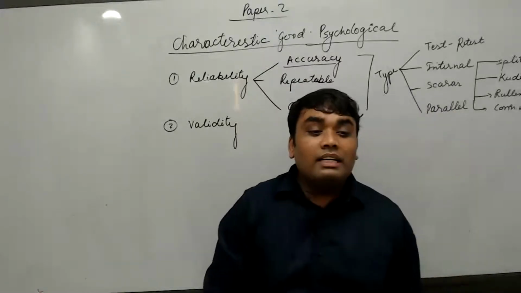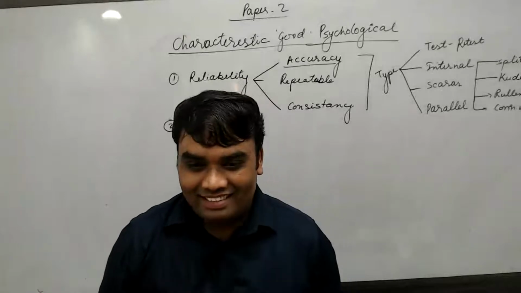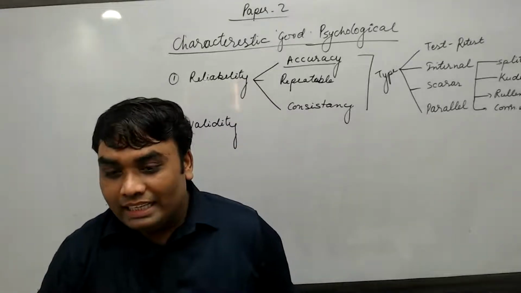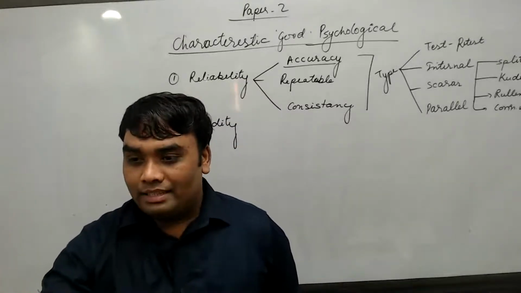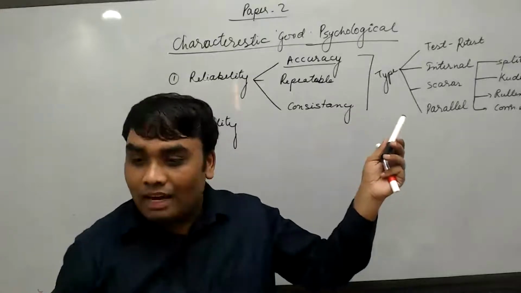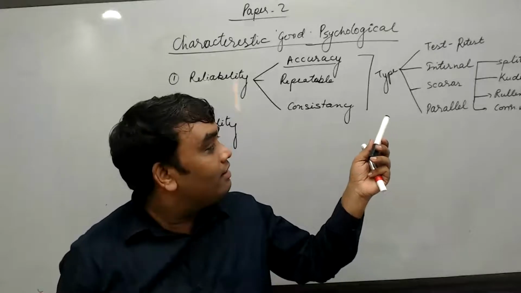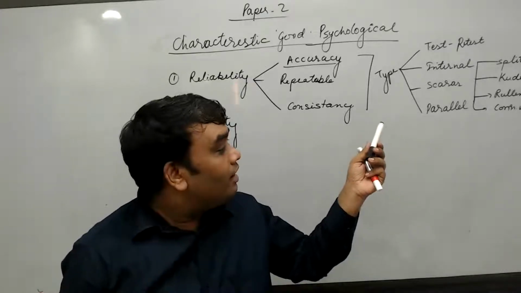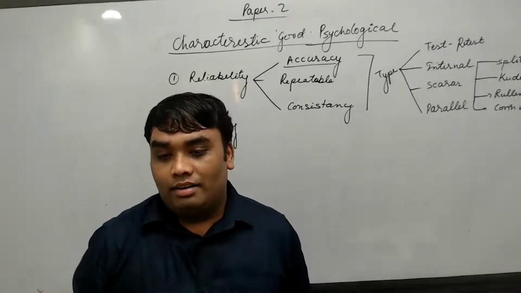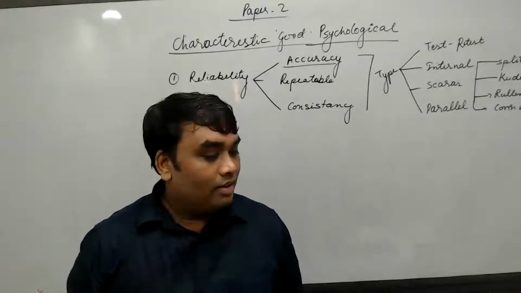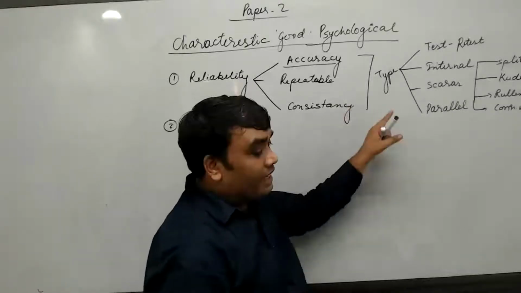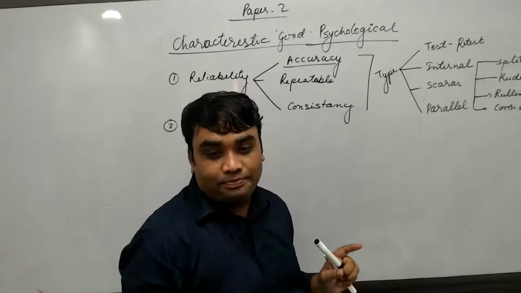So internal reliability has 4 methods. If you want to check internal reliability, there are 4 methods. What are the 4 methods? Split half, Kuder-Richardson, Rulon-Guttman, and Cronbach's alpha. So these are the ways by which we can check reliability.